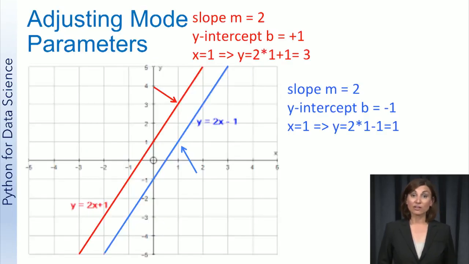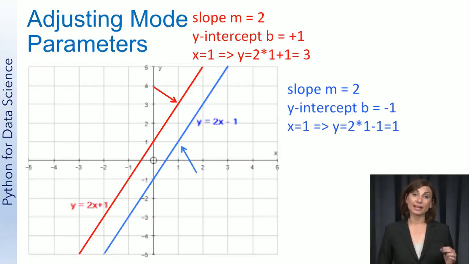By adjusting the values for parameters M and B, the model can adjust how the input X maps to the output Y. Here, we see how the output Y changes for the same value of input X when parameter B changed. Recall that B is the y-intercept, or where the line crosses the y-axis. The value of B is positive 1 for the red line and negative 1 for the blue line.